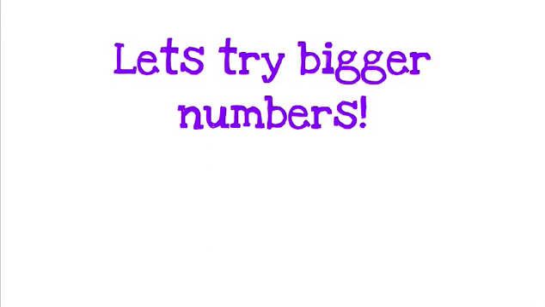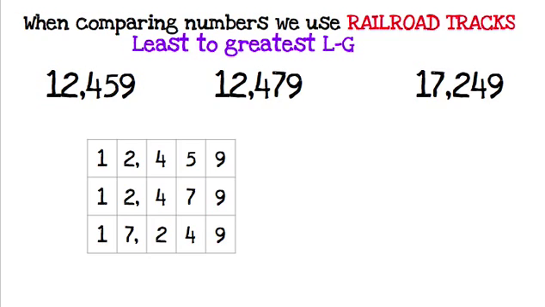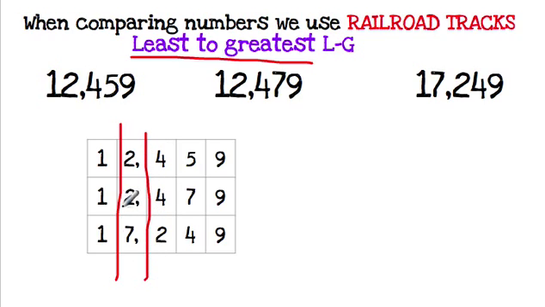Let's try even bigger numbers. I've taken my 3 numbers and I've written them down here. I make sure my numbers line up. I cannot put another number in the place value. I can't put 2 numbers in one spot. So nice and neat, they're lined up. That's very important when you start using a lot of numbers. Draw my railroad track, and I'm going least to the greatest, L to the G. So I can't compare 1s, go next door.